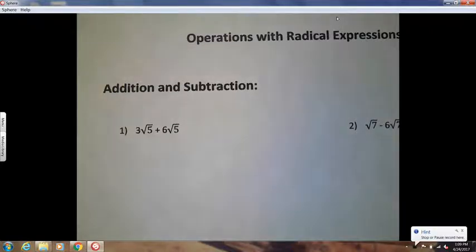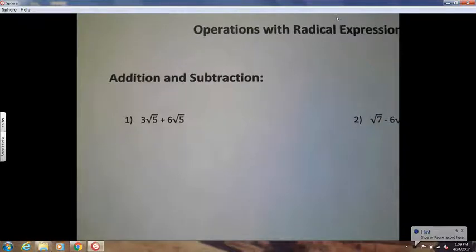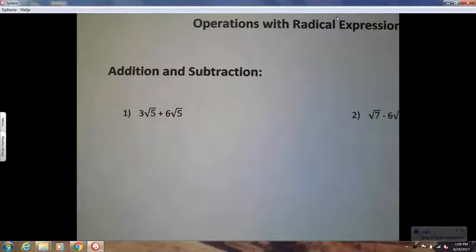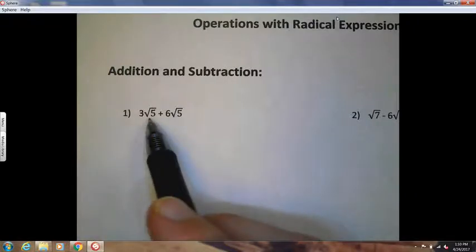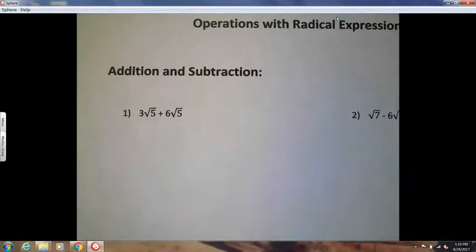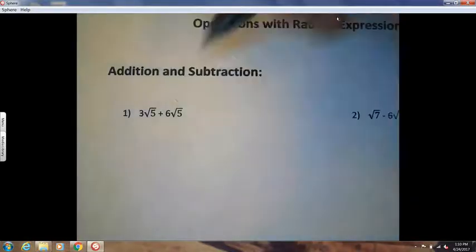Alright, this is operations with radical expressions. What you want to think about when you're doing this is that the same rules we've been using in other lessons apply here. For instance, when I'm doing addition, I need to find like terms. To be like terms, they have to have the exact same radical. And so this is 3 radical 5 and 6 radical 5.